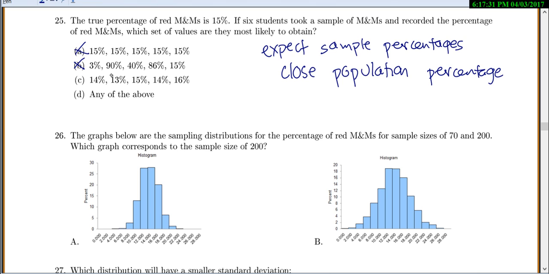Okay, but C has 14, 13, 15, 14, and 16%. That one seems pretty good, right? There's a little bit of variability, but they're all close to our population percentage of 15%. So I would go with C on that one.